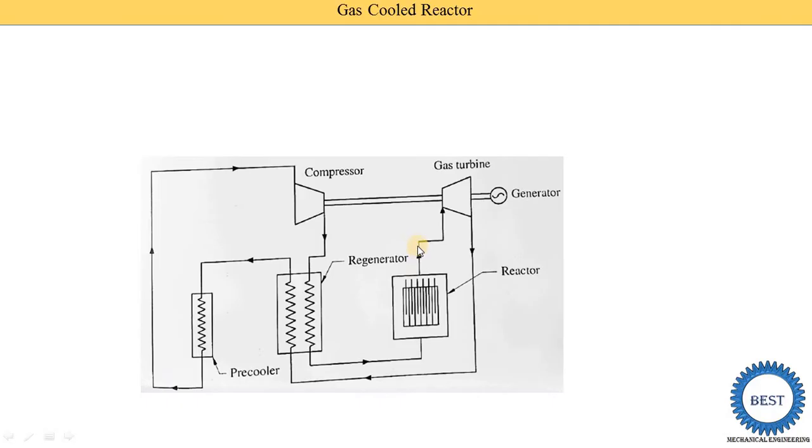From this reactor, the heated gas is directly supplied to this gas turbine, and from this gas turbine it is supplied to these regenerators. From the regenerator it is supplied to the pre-coolers, and after the pre-cooler it is supplied to the compressors. So this compressor is the circulating device. From this compressor the coolant is supplied to these regenerators, and from the regenerators it is supplied to this reactor. So this way the process is continuous.